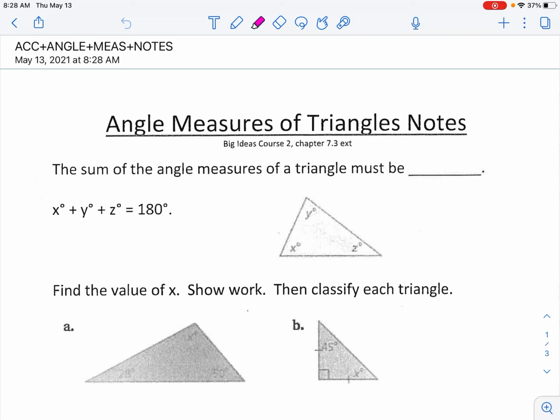Something that probably all of you already know is that the sum of the angle measures of a triangle must be 180 degrees. Remember, sum means addition. So when you add angle plus angle plus angle of any triangle, it will always total 180 degrees. If we look at this triangle right here, we have angle X, angle Y, and angle Z. So we know that if we add those three angles together, we're going to have to get a sum of 180 degrees.